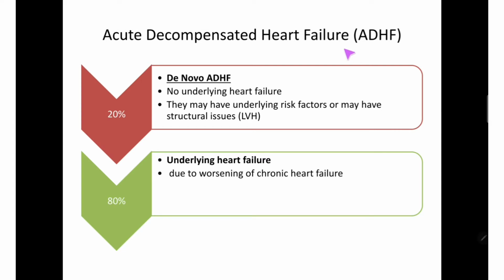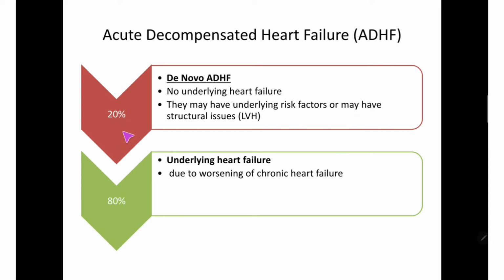Acute heart failure, in practical terms, is called acute decompensated heart failure. It is easy to understand, because it is a case of acute heart failure where there has been a decompensation, so that is why the name is acute decompensated heart failure. It can be divided into two categories. That means the patient with acute decompensated heart failure comes under two categories.